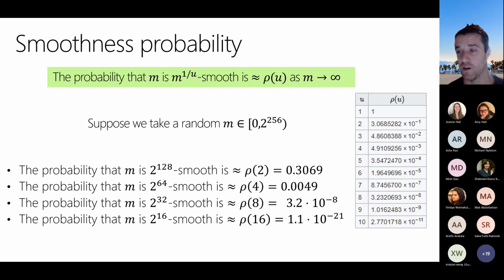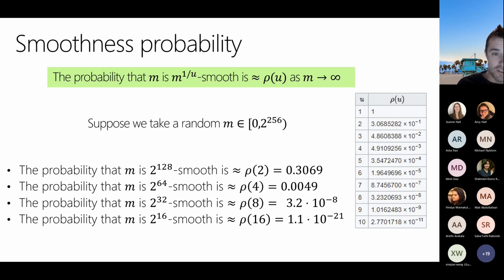The way that this function is computed is a whole talk in itself. But the probability that a 256-bit number factors with no factors bigger than 2 to the 128 is 0.3. So about 30% of the time, you'll have a 256-bit number whose biggest prime factor is no bigger than half its size, if you're talking in bit lengths.